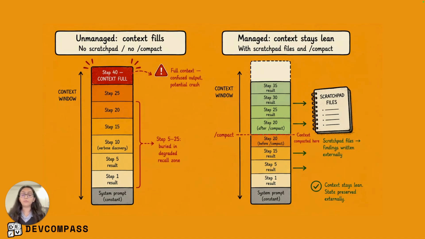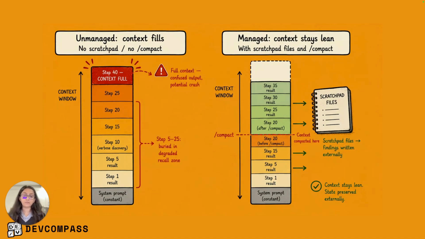Claude is working with degraded recall of its own earlier work. You are in lost-in-the-middle territory, except now it's not a customer conversation. It's an agent losing track of a code base migration. So how do you manage such that the context stays lean?